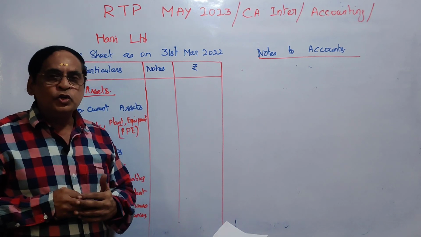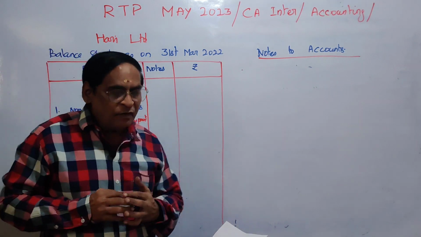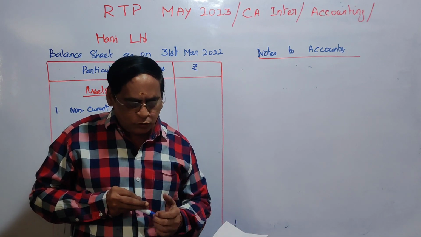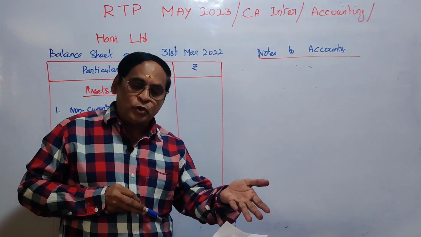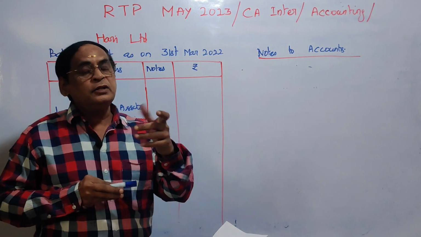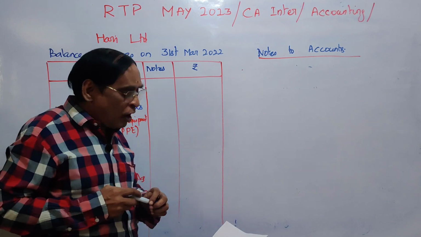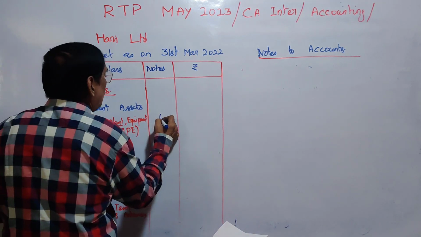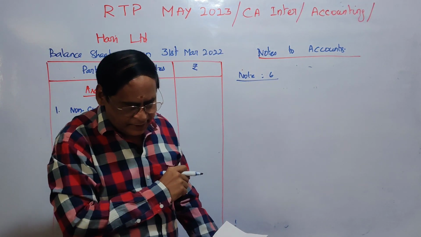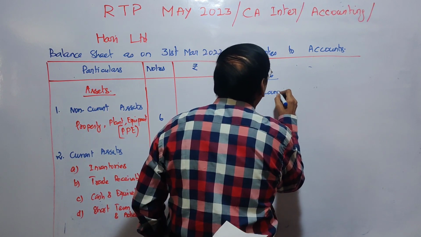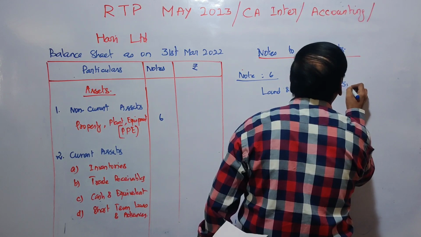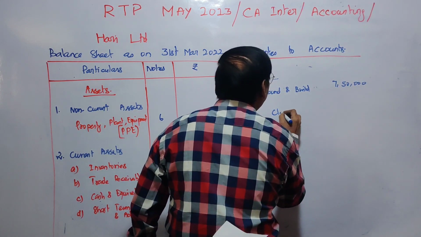Here it is not given, so only 3 assets are given. What are the assets? Land and building. How much for land and building? The cost is 7,50,000 rupees. The closing value is also given, that is 6,85,500. So the balance should be the depreciation. So we have to make a note, actually note number 6. Note 6: the first asset is land and building. Its cost price is 7,50,000 rupees. And then the closing value is given.